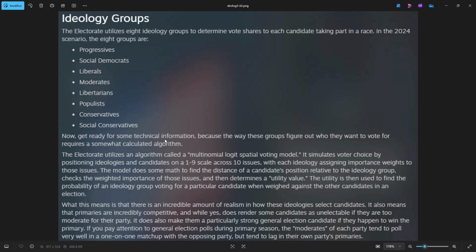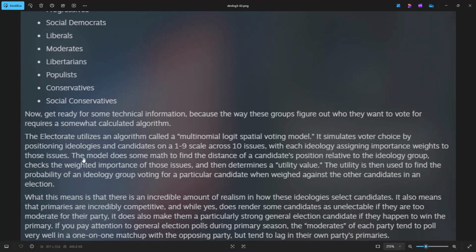Now get ready for some technical information, because the way these groups figure out who they want to vote for requires a somewhat complicated algorithm. Let's go. The Electorate utilizes an algorithm called a multinomial logit spatial voting model. I will call it Giorgio. It simulates voter choice by positioning ideologies and candidates on a 1 to 9 scale across 10 issues, with each ideology assigning importance weights to those issues.